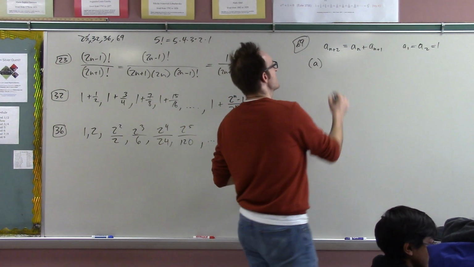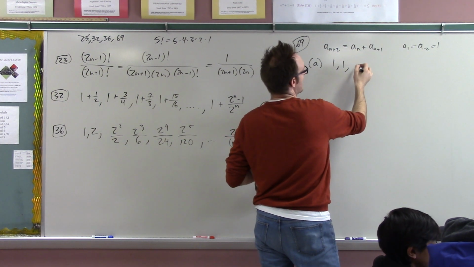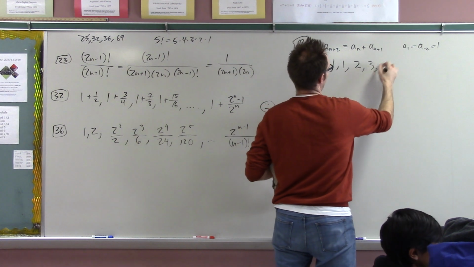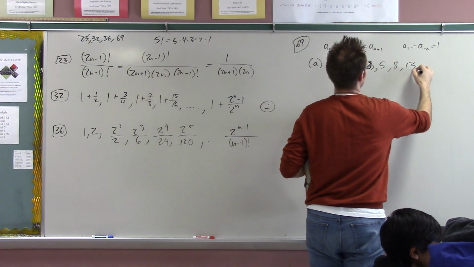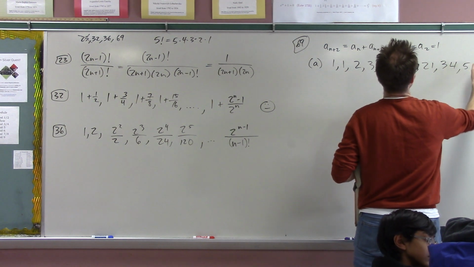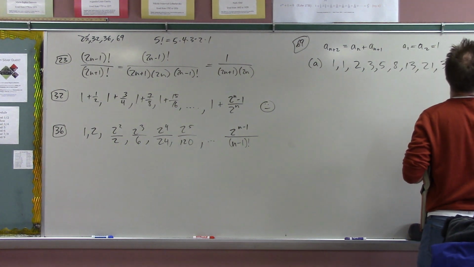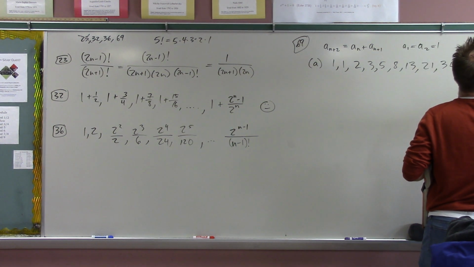Make sure I'm in frame, quick. Yeah. So it's 1, 1, and then you go 2, 3, 5, 8, 13, 21, 34, 55, tell me when I can stop, 89, 144, and good.